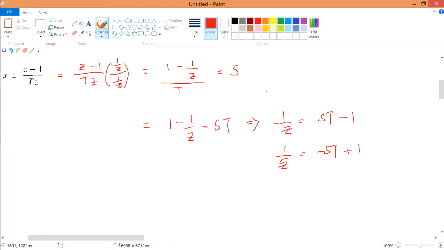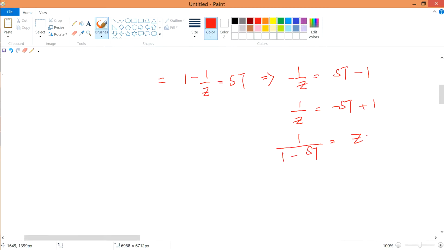Okay, I'm gonna switch sides, so this thing I'll bring up and this thing over here I'll bring down. So what I would have is 1 over, this is plus 1, so I'll just put over 1 minus st equals to z. Since we know that s can be represented by j omega as a frequency, s is supposed to be real plus j omega, the real plus the imaginary, but in this case we just take it as j omega. So I have 1 over 1 minus j omega t equals to z.